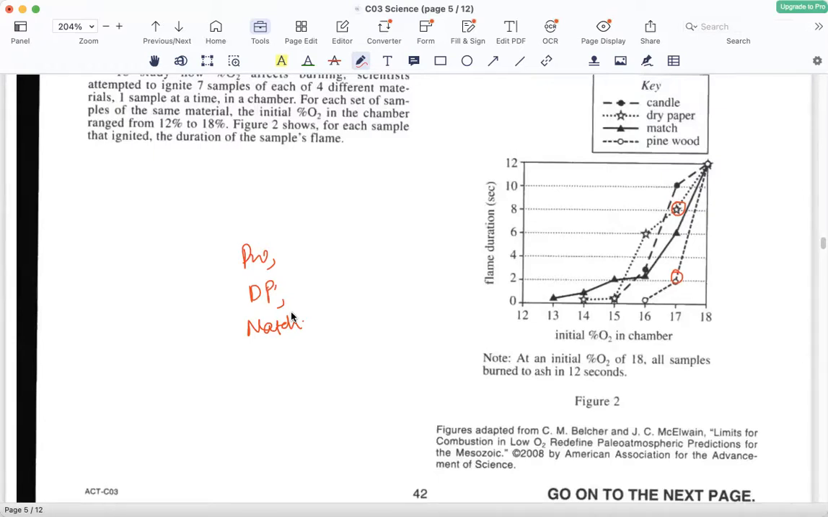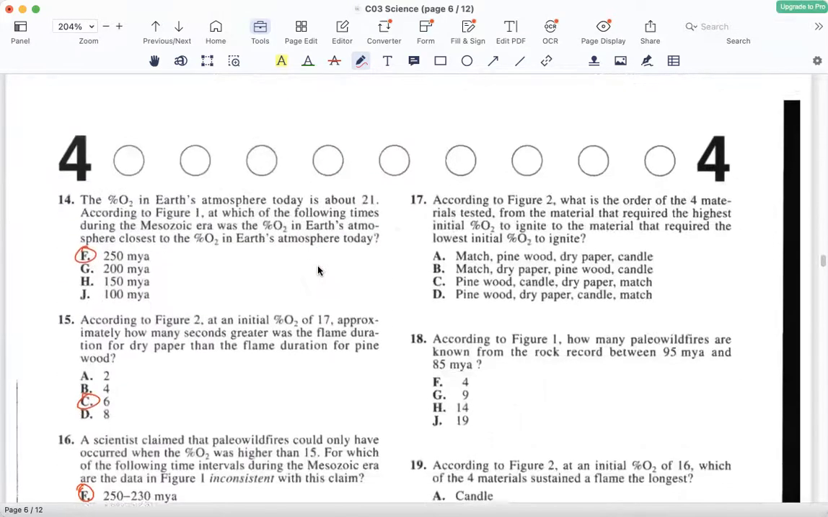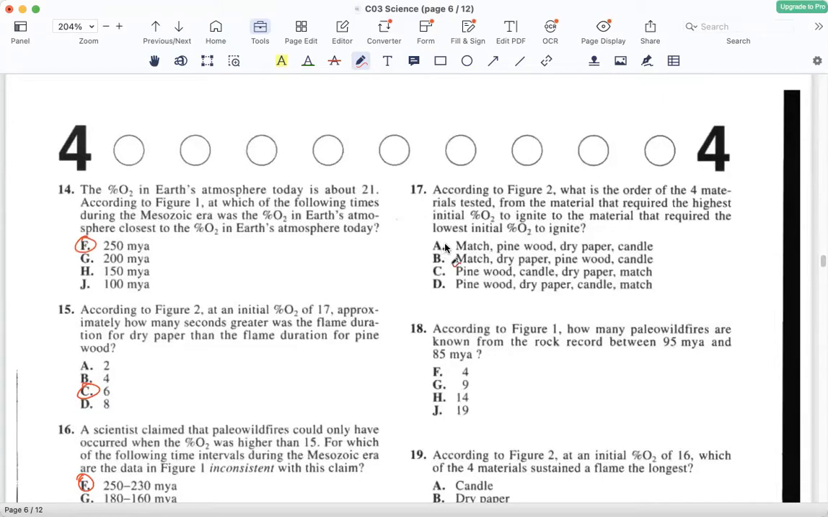Candle. Yeah, so candle is after start, so candle is here. It starts with, oh no, yeah, so candle comes here actually. After pine wood, it's the candle. So pine wood, candle, dry paper, match.